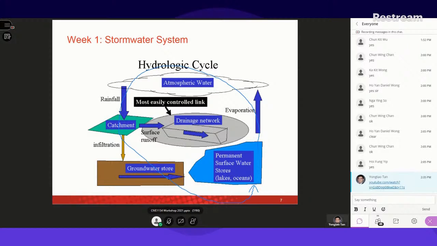Normally you can see that in the hydrological cycle, the water is transported from the oceans to the atmosphere, and then back to the land and ocean. That means the atmospheric water becomes rain or snow and goes back to the land and back to the sea.